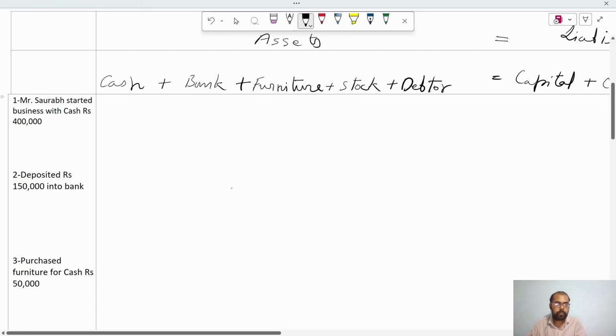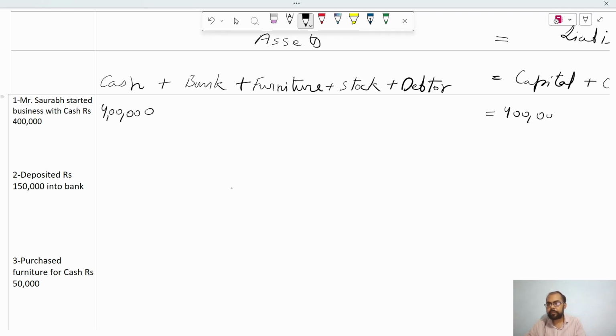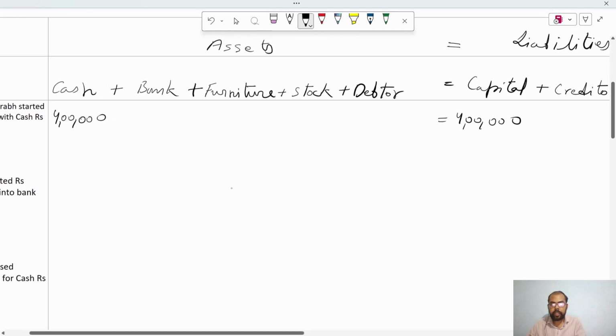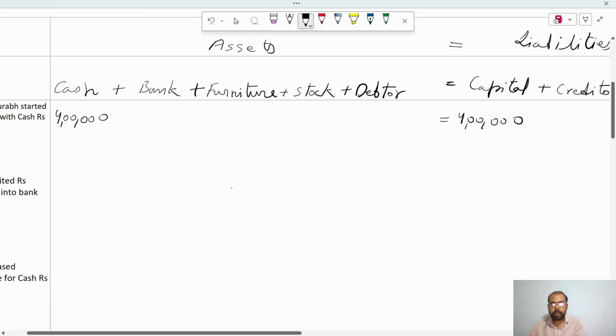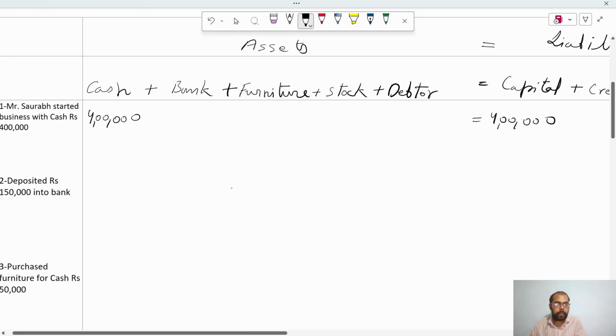So here in the cash column, first of all, we will write down rupees 4 lakh. At the same time, we will also increase our capital by rupees 4 lakh. Now, you can also notice that with every transaction, the assets and liabilities columns will remain the same. So here 4 lakh in the assets column and 4 lakh in the liabilities column. They are equal in the very first transaction.